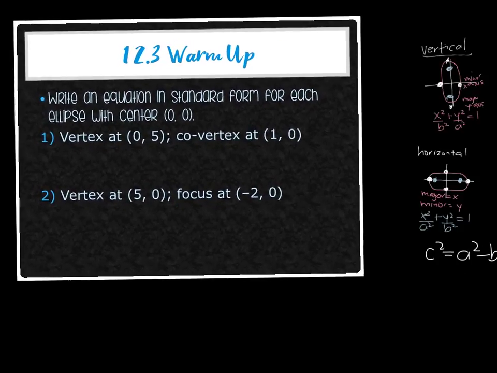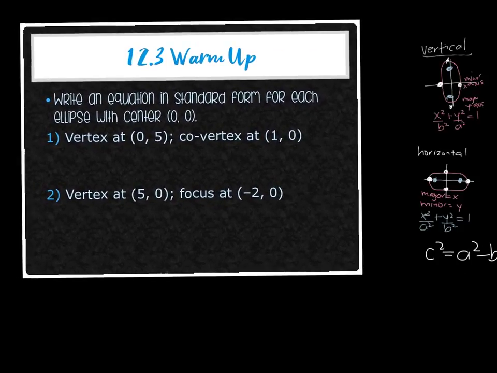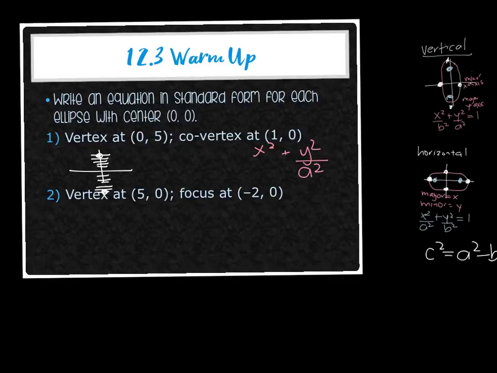So this says write an equation in standard form for each ellipse with center at 0, 0. So number one, if my vertex is at 0, 5, I already know which is the major axis. The vertical one, which tells me that the a squared is going where? Good. So I know it's going to be this. Okay, this is your A. This co-vertex, that's going to be your B. So these go here and here. So it looks something like that.